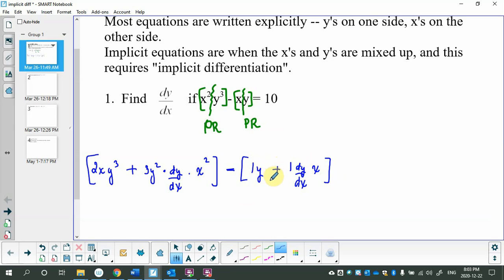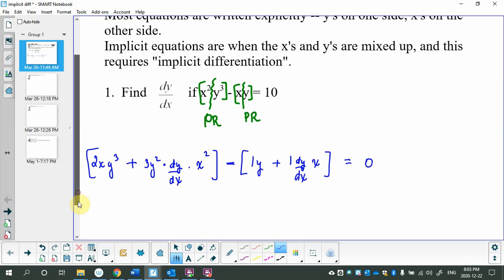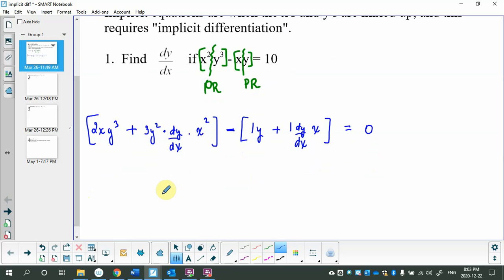Now, believe it or not, most people get all that right. And then they get to the other side and write down 10, when really you're supposed to be taking derivatives, and the derivative of a number is 0. So now our job is to make this a little bit cleaner.